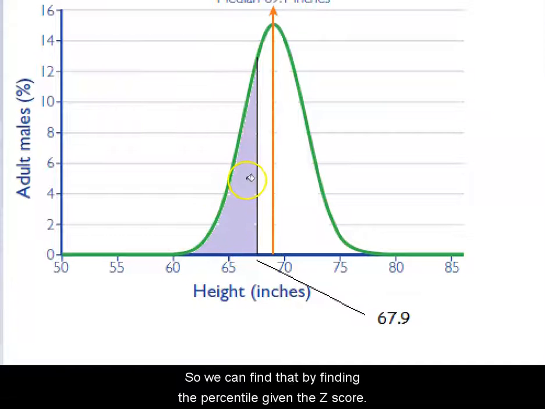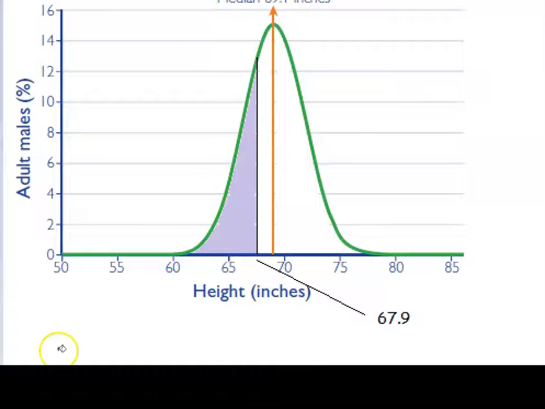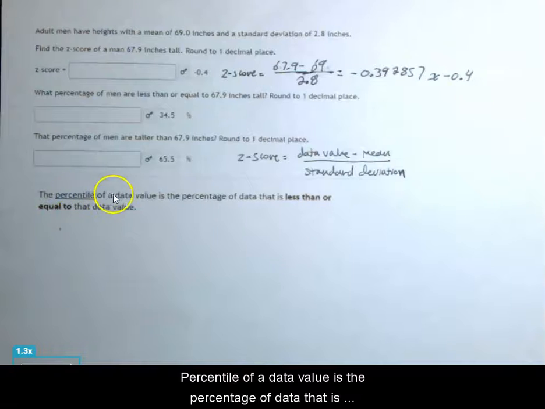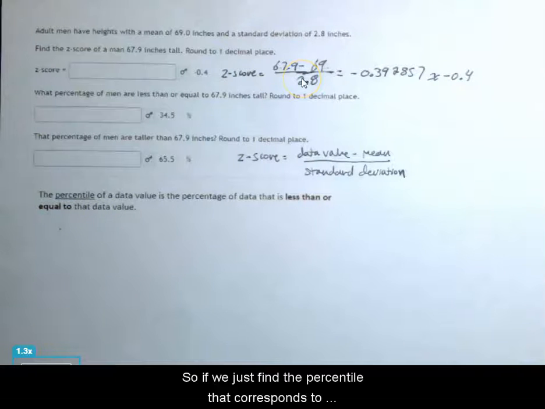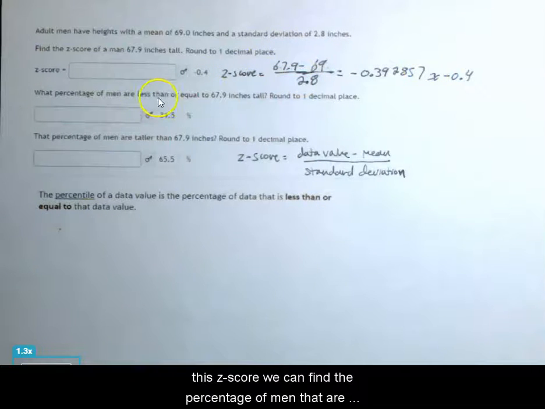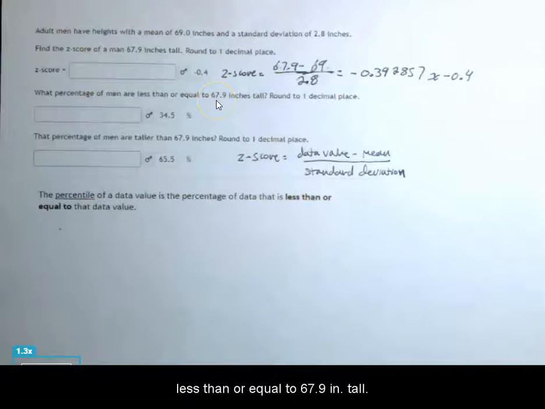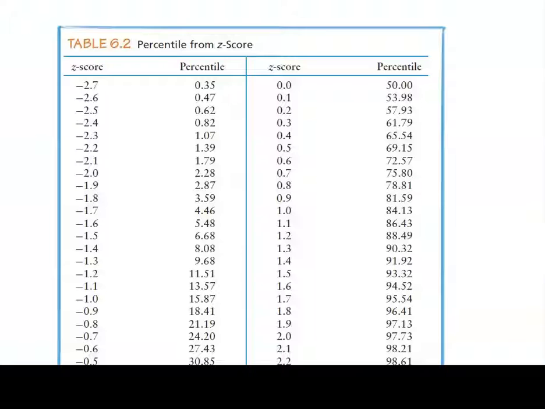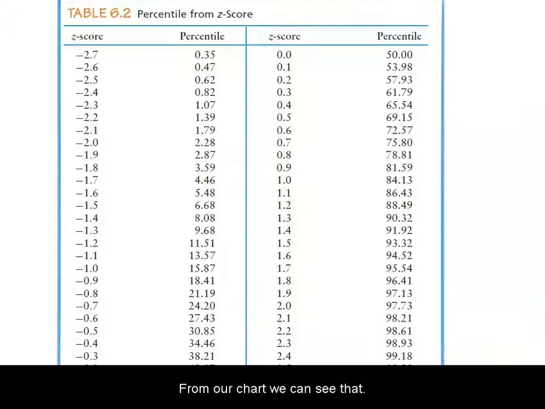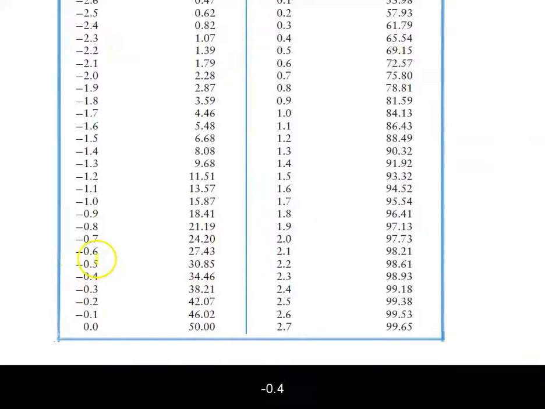So we can find that by finding the percentile given the z-score. So the percentile of a data value is the percentage of data that is less than or equal to that data value. So if we just find the percentile that corresponds to this z-score, we can find the percentage of men that are less than or equal to 67.9 inches tall. So we find that by using our percentile chart. From our chart, we can see that negative 0.4 corresponds to a percentage of about 34.46.